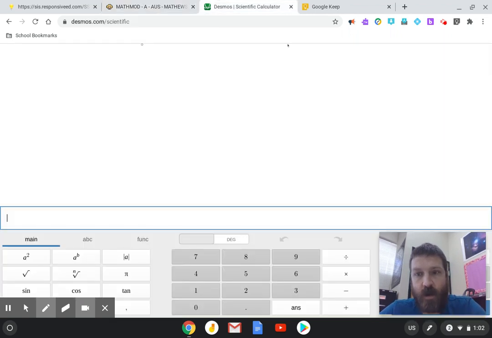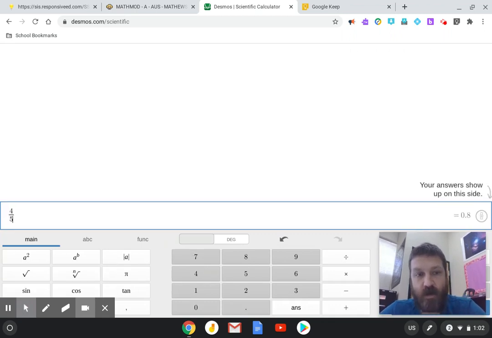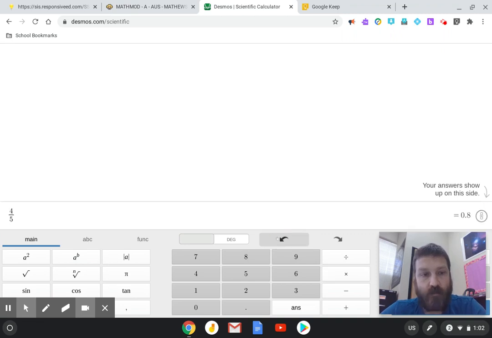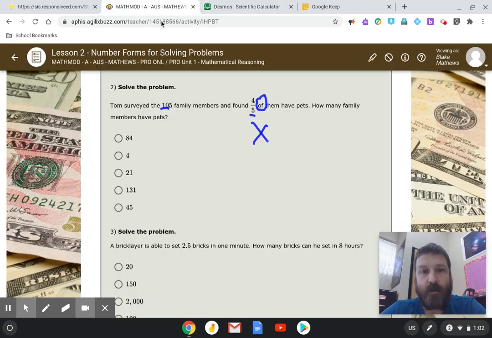And just so you're aware, in Desmos, if you want to type a fraction like 4/5, you're going to do 4 divided by 5. And you'll notice when I did divided, the calculator automatically turned this into a fraction. And then, of course, the answer is over here in decimal form, but then you'd be multiplying that times whatever you need to multiply. And so you guys can do that yourselves.